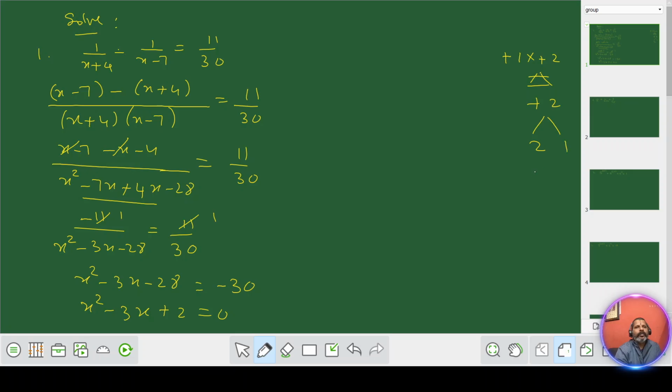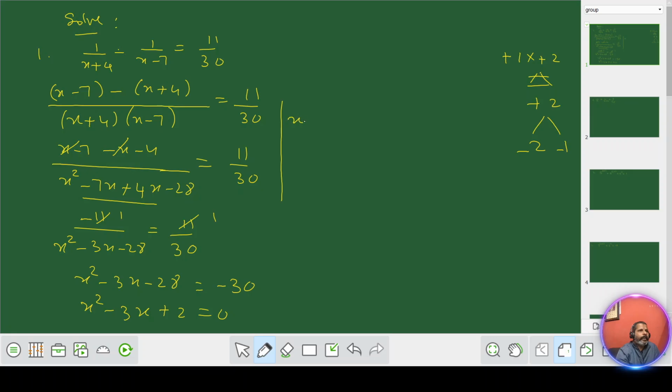What are the factors for 2? 2 ones are 2, and minus 3 should come: minus 2 and minus 1. Minus 2 into minus 1 gives you minus 3 on addition, and minus 2 into minus 1, the product will give you plus 2. I have explained quadratic equation solving exclusively by factorization and the first and third method. Please go through that if you don't understand here.